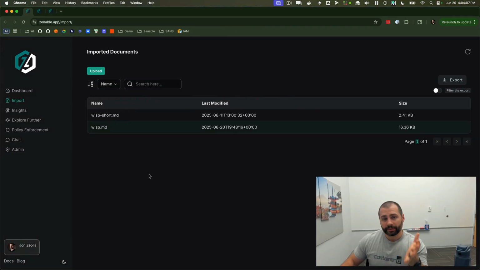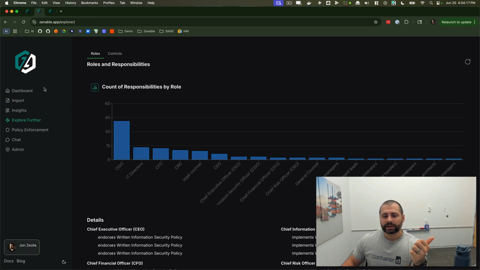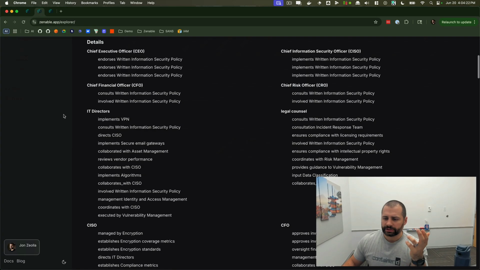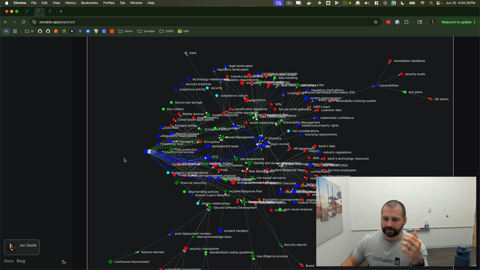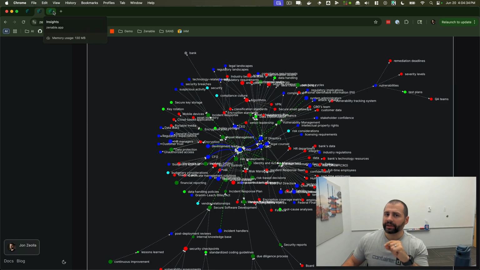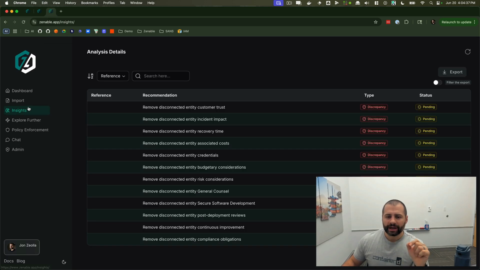So if you want to take a look at how that actually works, you would start by importing a document, say a security policy. We have a written information security plan imported here, a couple of them. So you do that import, then it automatically identifies things like roles, responsibilities, controls, and we have our graph database. So you can actually visualize and you can see, oh great, we've got this CISO and they're completely overworked, overburdened with everything.